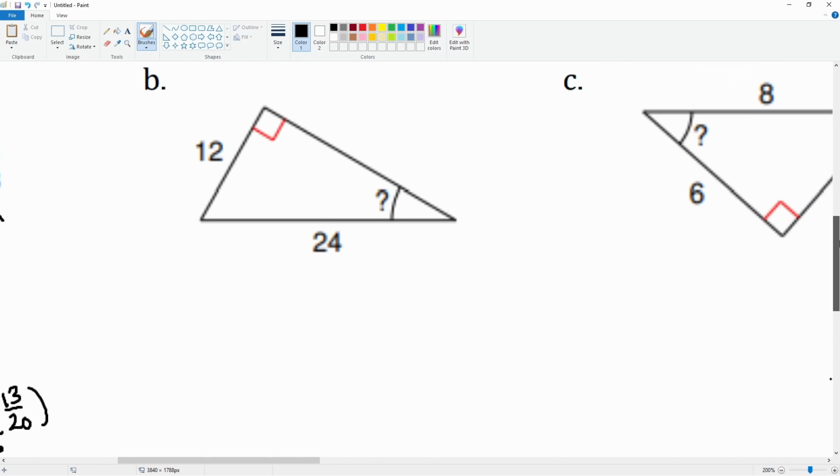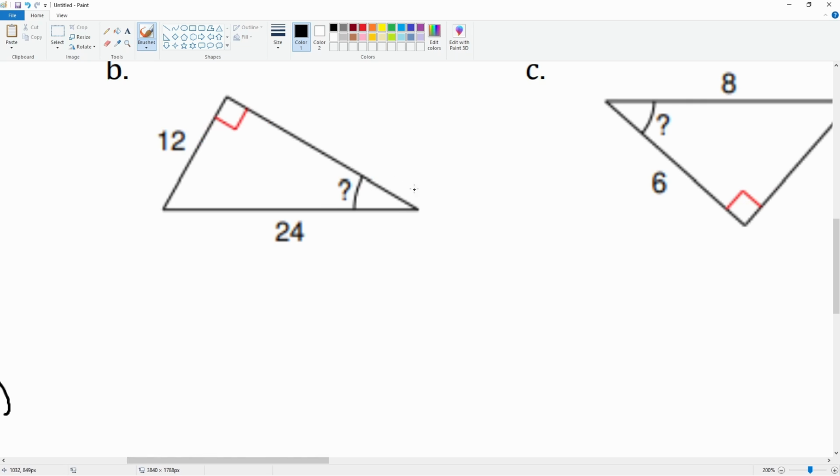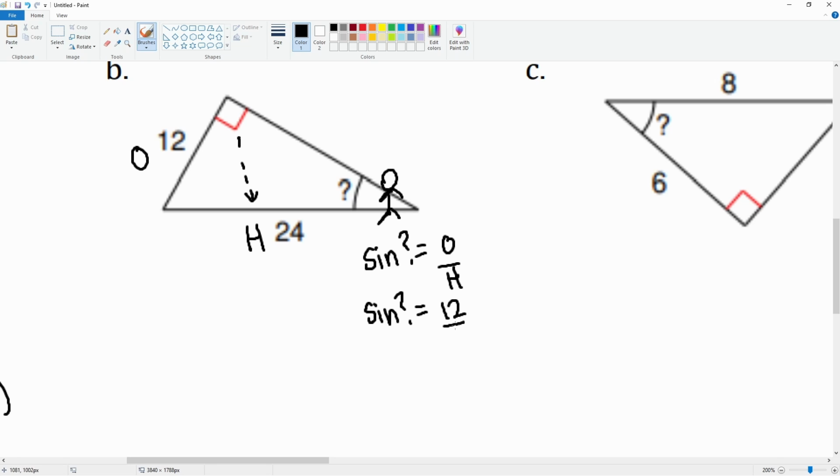All right, let's do the next one. We draw a person at the angle. The 24 here, that is the hypotenuse. Do you see how it's opposite to that 90? And the 12, it is the opposite. So this would be sine. Sine of that question mark is equal to opposite over hypotenuse. Sine question mark is equal to 12 over 24.